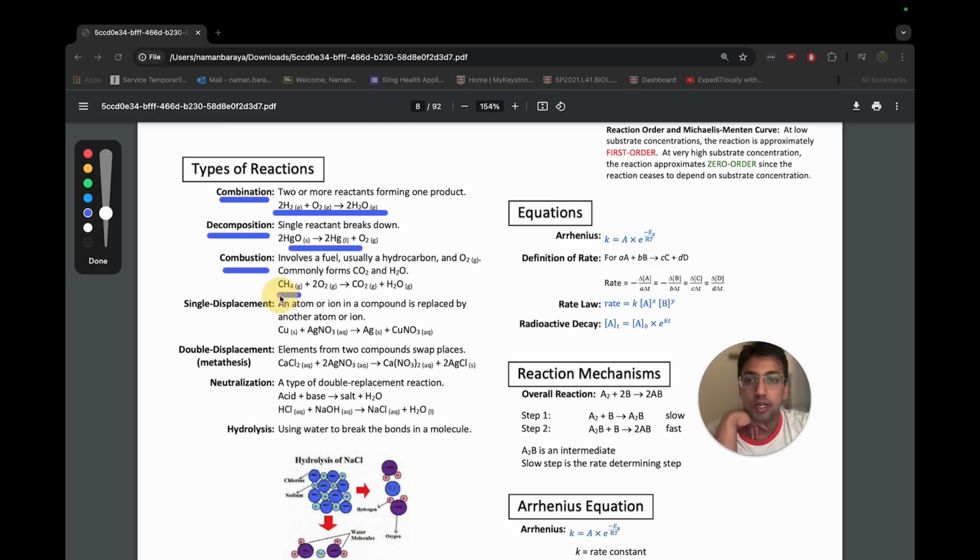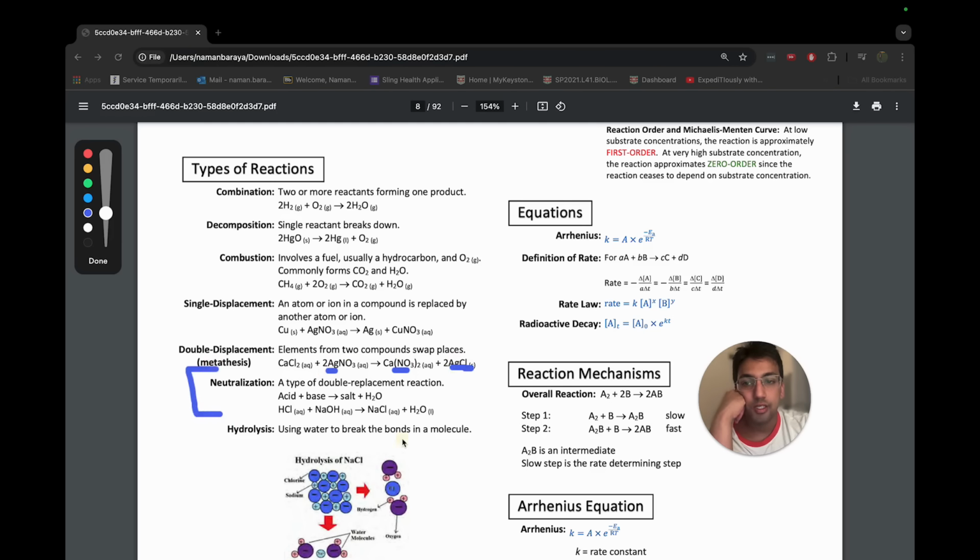Combustion is when you add a hydrocarbon and oxygen and you get carbon dioxide and water. Single displacement is when you take an atom and you add it to a compound, and then your ions switch places. And then you have double displacement, which is kind of the same thing as single displacement, but it's happening with both compounds. So you're switching them around. So you get this calcium is now bonded to this nitrate, and this silver is now bonded to this chloride.